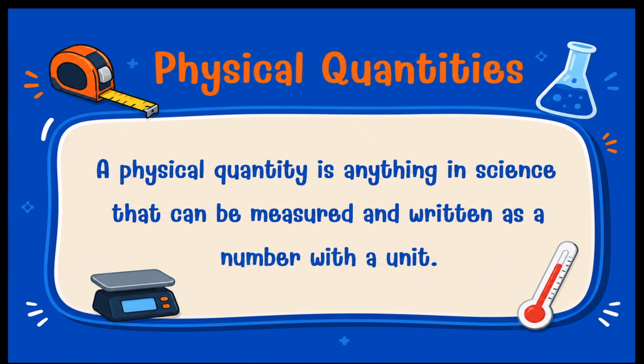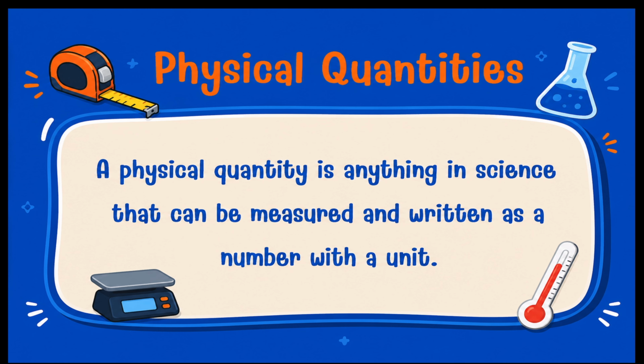A useful way to test whether something is a physical quantity is to ask, can I give it a clear number and a scientific unit? For example, can we measure happiness? Not in the same direct and objective scientific way. We might describe how someone feels, but we cannot simply measure happiness using a ruler, a balance, a stopwatch, or a thermometer. Can we measure speed?